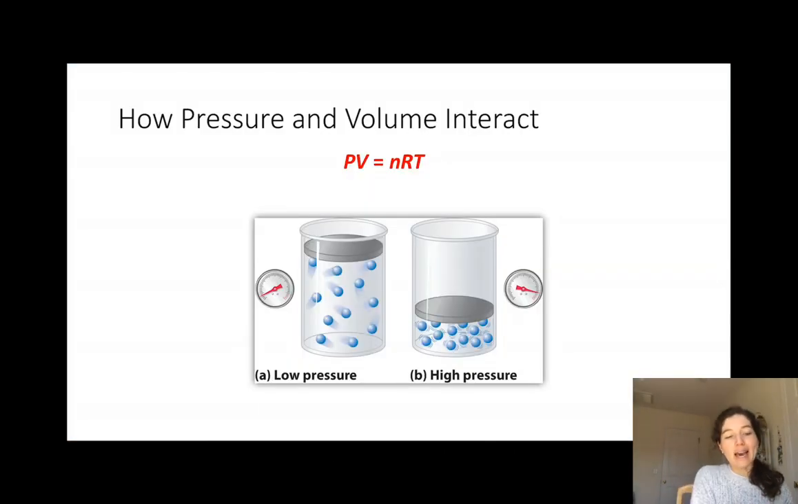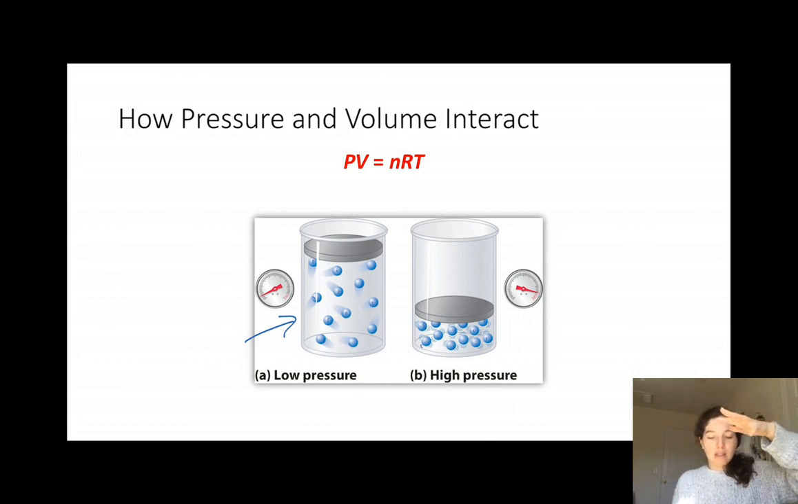Let's take a look at how gases change when these forces on them change. So pressure and volume are related in a gas. So if we think about pressure as maybe a confined container, I always like to think about that. So inside of both of these containers, we have the same amount of molecules. We've got 12 in each. Same exact number of moles.